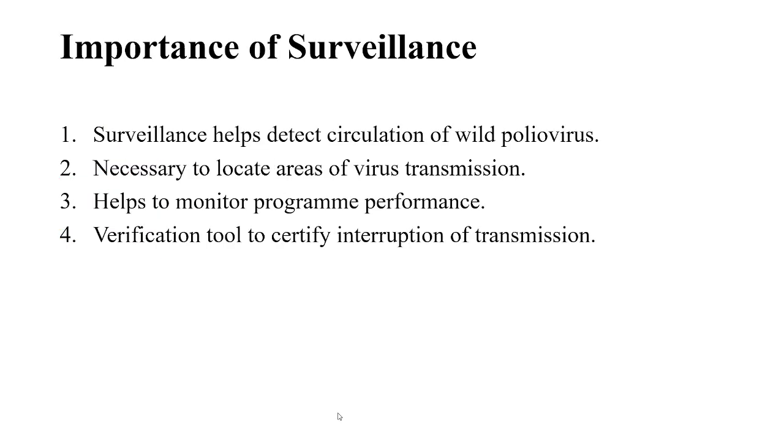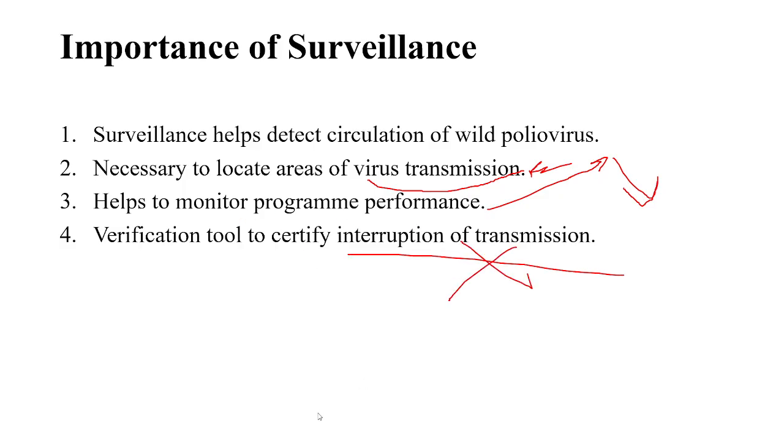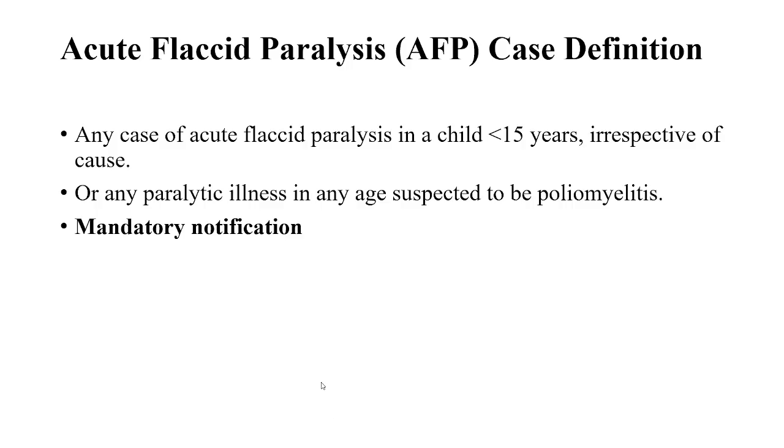So, the importance of surveillance. Surveillance will help you detect the circulation of wild poliovirus. It will help you to locate areas of virus transmission, that is, high endemic areas. It will help you to monitor the program performance, whether the program is going uphill or downhill. Then it is a verification tool to certify the interruption of transmission. The transmission is stopped, the disease progression is reduced.